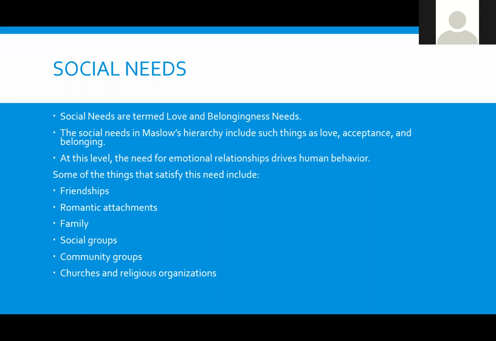So you see, when you get into a romantic relationship, it is at the higher need. When you're looking for acceptance, belonging, it's a higher need. So you don't just get up one day and say you love. It takes time. It should be nurtured. So some of the needs here are friendship, romantic attachments, family attachment, social groups, community groups, churches and religious organizations. All these will fulfill some form of our social needs.